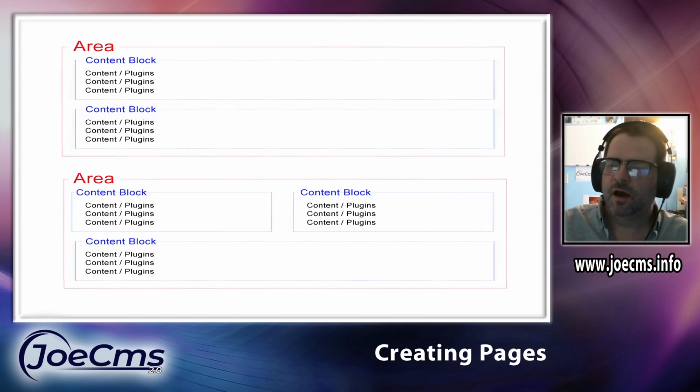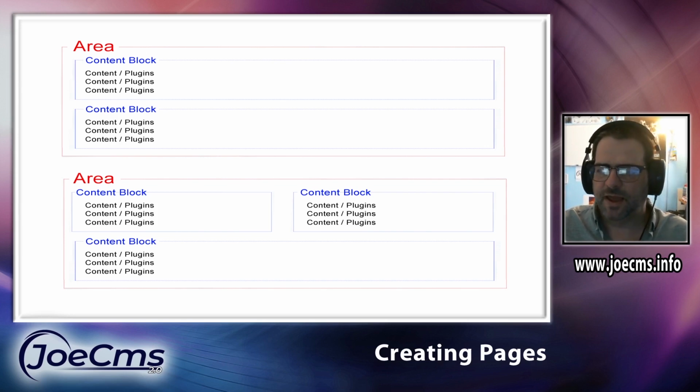Here's an example of a page with two areas. You have the top area that has two content blocks at 100%, and each content block contains 3 plugins, or content. In the bottom area, you have 3 content blocks. The top 2 at 50%, you can resize these, I'll go over that later. And then on the bottom one, you have a content block at 100%. So 2 at 50%, and then the bottom one is 100%. And each one of these has 3 pieces of content. So with that being said, let's go ahead and head over and actually build the page with this concept.